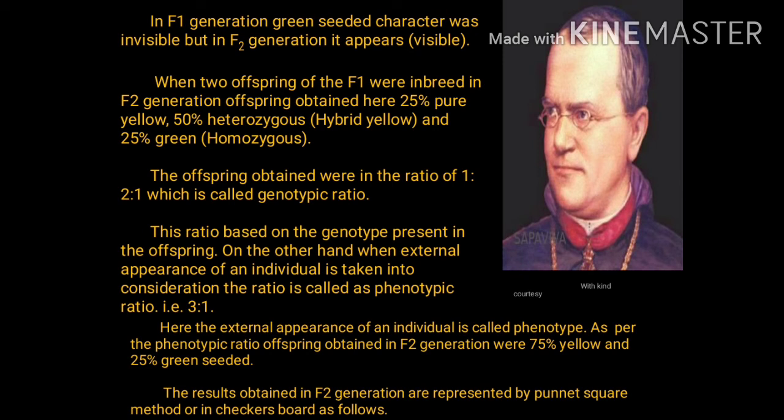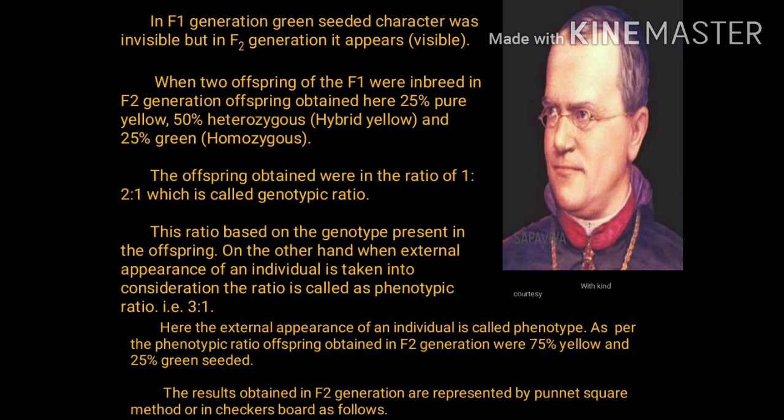When two offspring of F1 were inbred, in the F2 generation the offspring obtained were 25% pure yellow, 50% heterozygous, that is hybrid yellow, and 25% green, that is homozygous. The offspring obtained were in the ratio of 1:2:1, which is called the genotypic ratio. This ratio is based on the genotype present in the offspring.